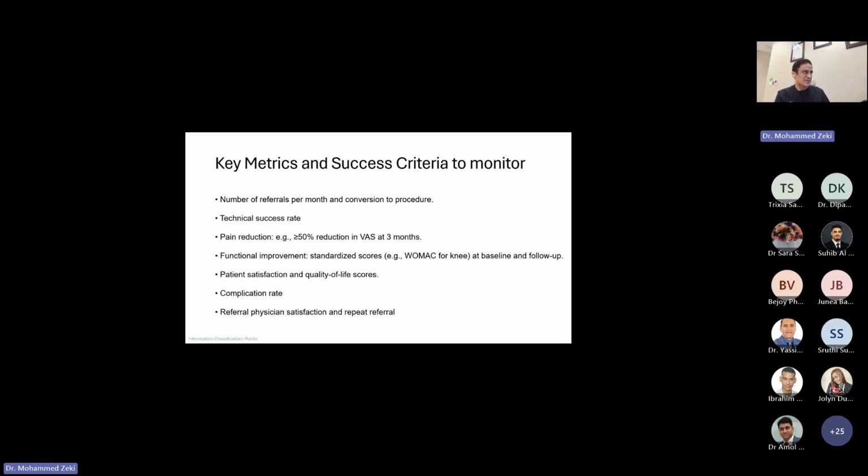We're going to assess the success rate, that obviously will use the recommended pain scale, VAS, and other methods. Also, we will assess the functional scores, WOMAC, for the knee, for example, and we'll also look at the quality of life questionnaire and complication rate. And this will be available after 6 months at minimum or 1 year.